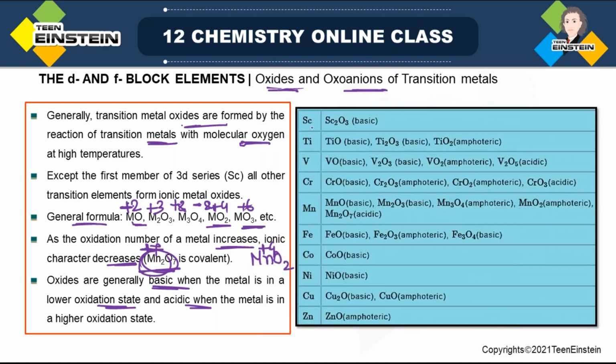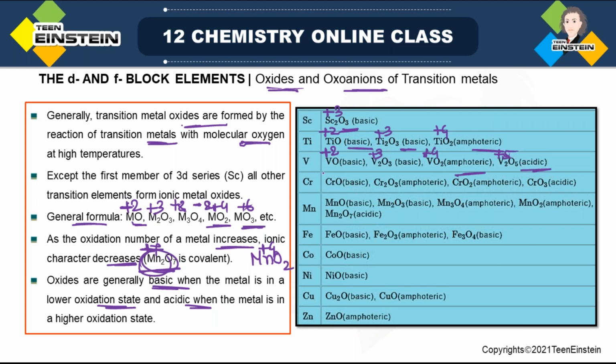So here we have some examples. Scandium can form only one type, and here the oxidation state is +3. This is not ionic, as mentioned here. Then titanium, three different types: this is +2 oxidation state, this is +3, this is +4. When the oxidation state is lower, +2, +3, these are basic. Moving towards higher, gradually it will be amphoteric first, then acidic. Then for vanadium, VO has oxidation state +2, it is basic. +3 is also basic. Now +4 and +5 are gradually becoming amphoteric and then acidic.